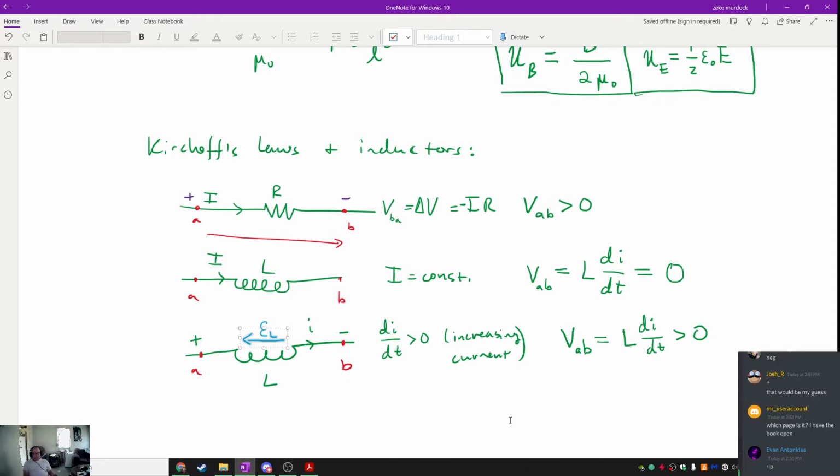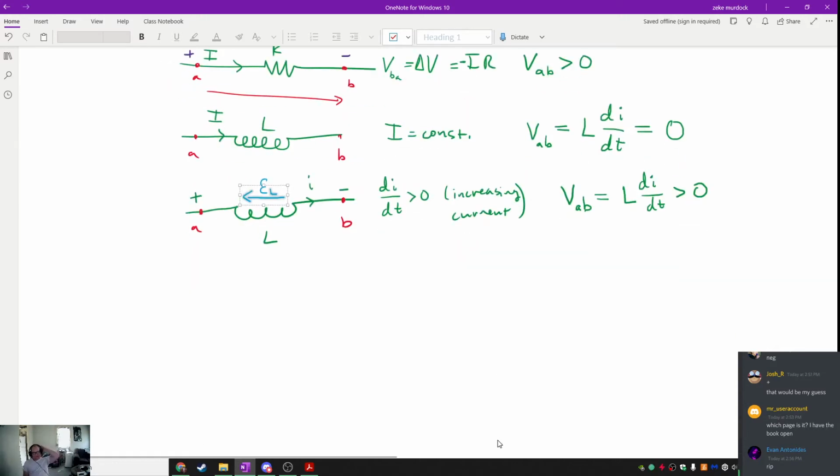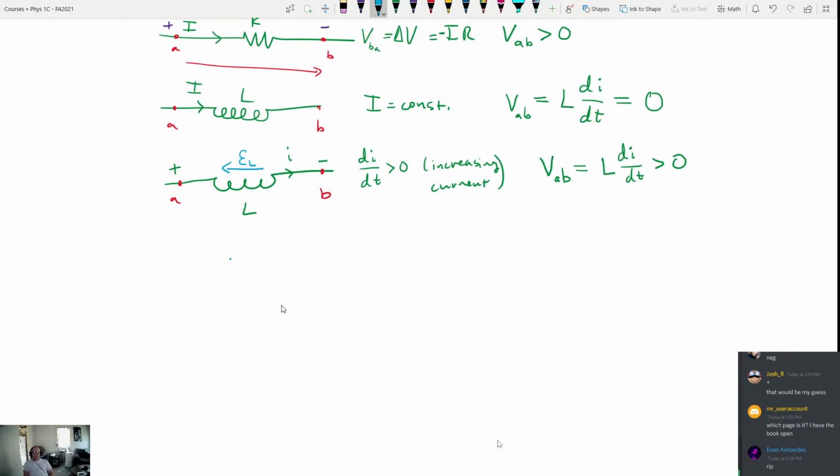So the other piece of this, just to draw the last picture to see if this drives this home for you at all. The last picture would be, we take our circuit, we say the current is flowing in this direction, but now we say that di dt is decreasing. So now we have decreasing current.